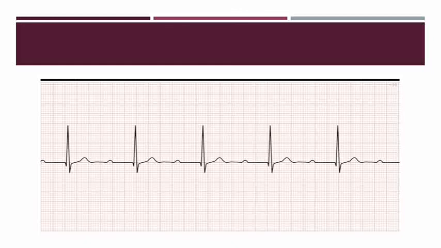Okay. Then let's do a second example. Here we get a 6-second strip and count the number of R waves. Here there are 5 R waves, and then we multiply 5 by 10. So we get the answer of 50. So the patient's heart rate is about 50, and the patient has bradycardia. So this is the easiest method of heart rate calculation via ECG strips.